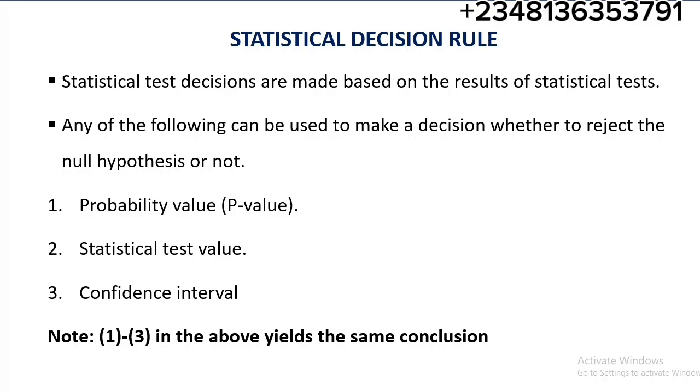And lastly, statistical decision rule. Statistical test decisions are made based on the result of the statistical test. Any of the following can be used to make a decision whether to reject the null hypothesis or not. 1. We can use probability value, that is p-value. 2. We can use statistical test value, and 3. we can also use confidence interval. So note that 1 to 3 here yield the same conclusion.